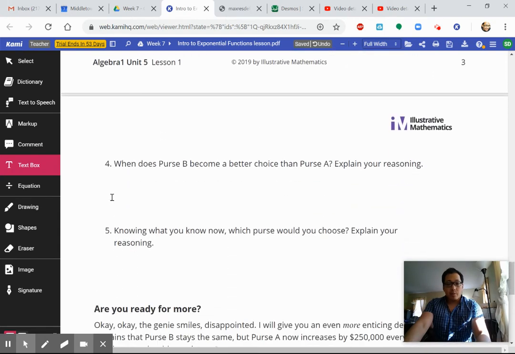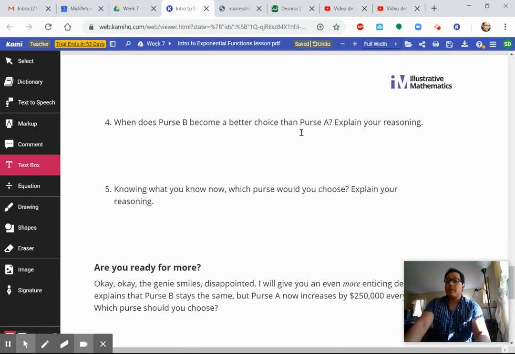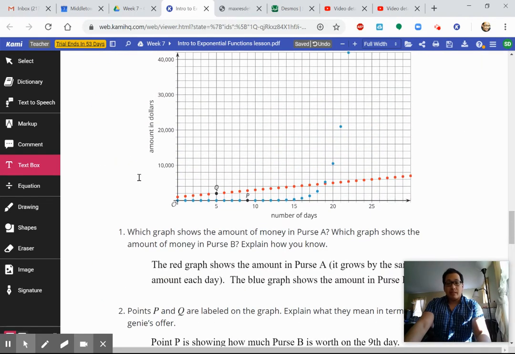Okay, let's do a couple more questions here. When does purse B become a better choice than purse A? That's a good question. When does purse B, remember that's the blue graph, become a better choice than purse A, the red graph? Well, it's easy to see on the graph, right? When are they about the same? Or when does blue finally overtake the one that doubles? It starts at a penny, but it doubles. When does it become bigger than the red graph that starts at 1,000 and gains 200 each day?